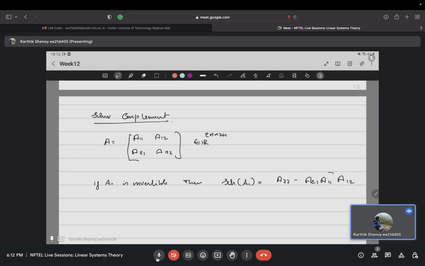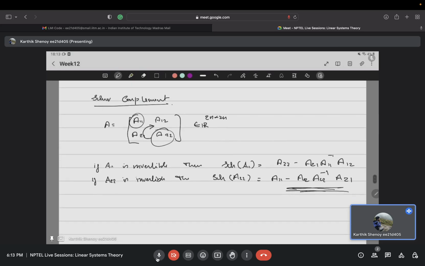Okay. Similarly, if A22 is invertible, then the Schur complement of A22 is equal to A11 minus A12, A22 inverse A21. So, an easy way to remember is, start with the matrix diagonally opposite to it, then go in the anti-clockwise direction. Okay. So, that is how you get the Schur complement.